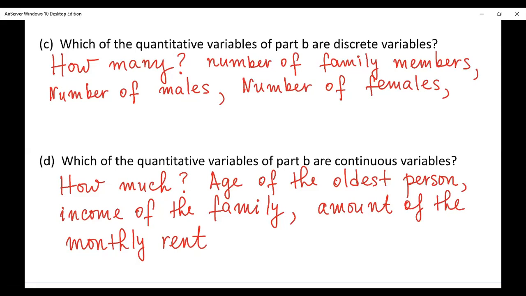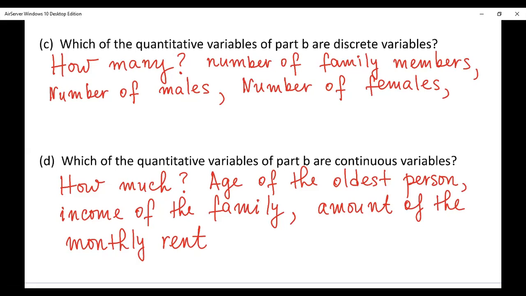The continuous one, we need to ask the question how much, and they are about the length of time, the period of time. It could be weight, it could be height. So we have age of the oldest person, how old the person is. We also have income of the family, how much. We ask the question how much. And amount of the monthly rent or mortgage, again, is a quantitative continuous variable. They answer the question how much. How much do you have to pay for your rent?